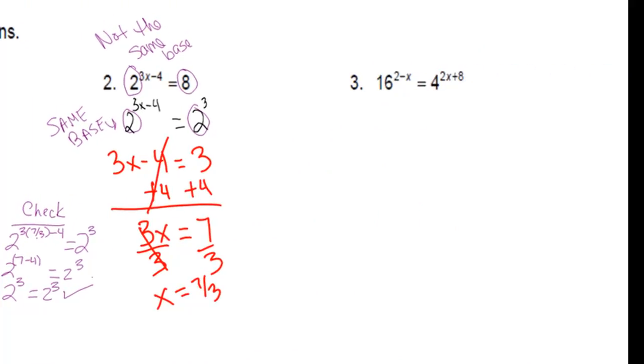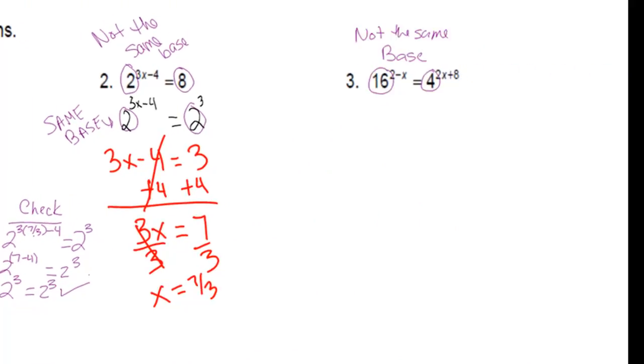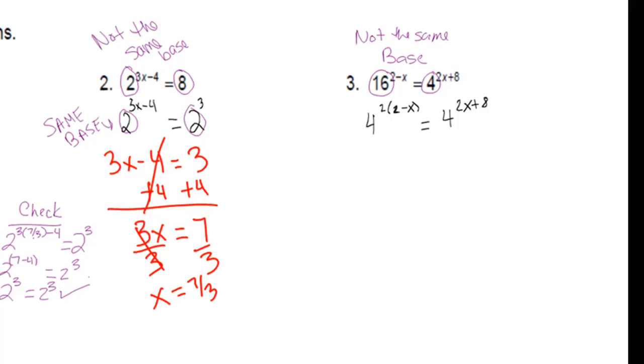Now let's look at our third problem right there. Our bases, once again, are not the same. 4 and 16. Can we get a 16 by using the number 4? We sure can. It becomes 4 squared. Now notice that since 16 already had an exponent, we need to make sure we put a 2 and then parentheses with its original exponent. And the other side would stay the same.